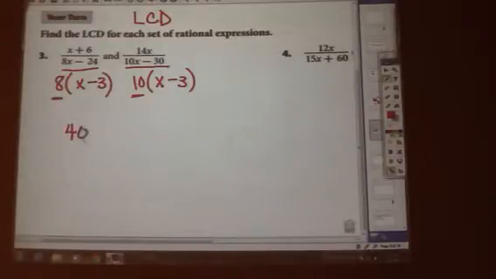40. They will both go into 40. That's the smallest. 8 will go into 40 and 10 will go into 40. There is nothing smaller that 8 and 10 will go into. And then I must have also in my denominator x minus 3. That right there is my least common denominator. You don't have to do the top on these. You're just finding the denominator. 3 through 8.